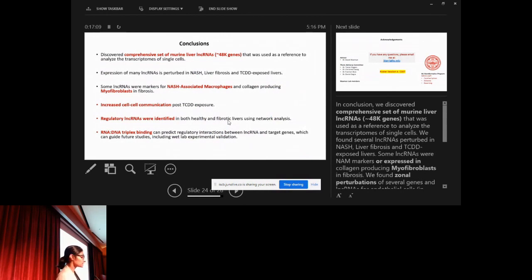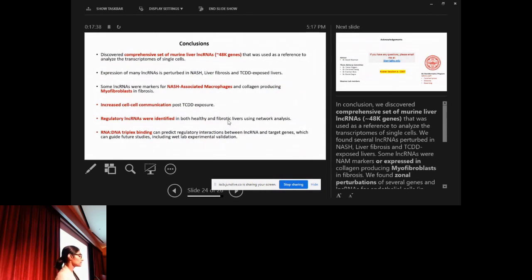We saw some of these lncRNAs as essential markers for NAMs and also markers for myofibroblasts in fibrosis. We saw an increase in cell-to-cell communication post-TCDD exposure, and we identified several regulatory lncRNAs that were identified in both healthy and disease conditions. And we finally used RNA-DNA triplex binding interaction to find more putative targets for these lncRNAs that were essential or crucial for that.